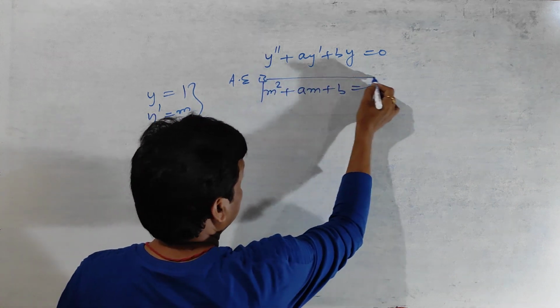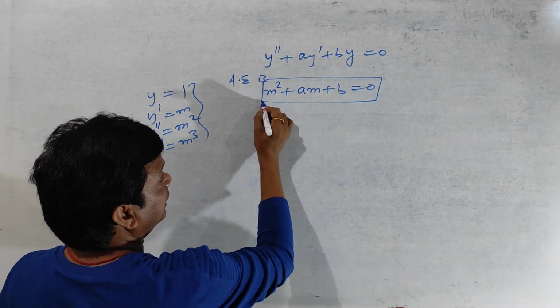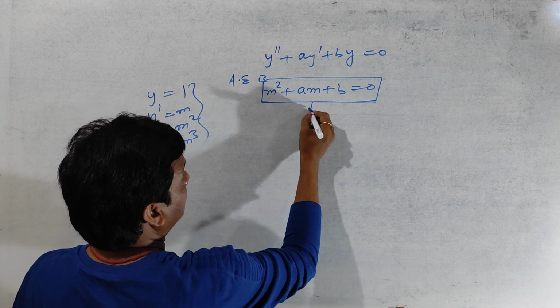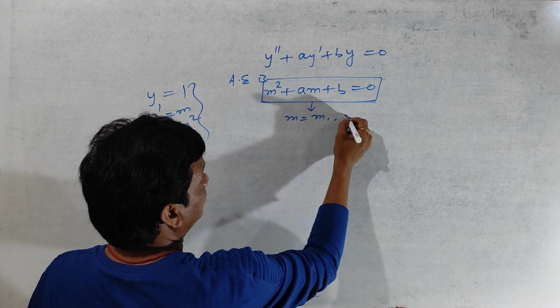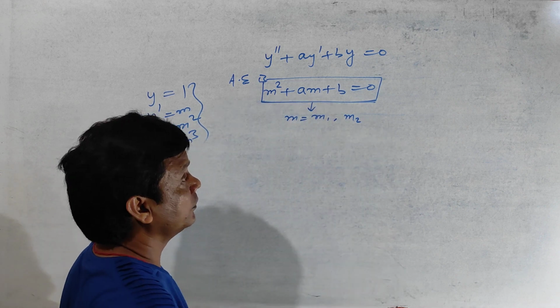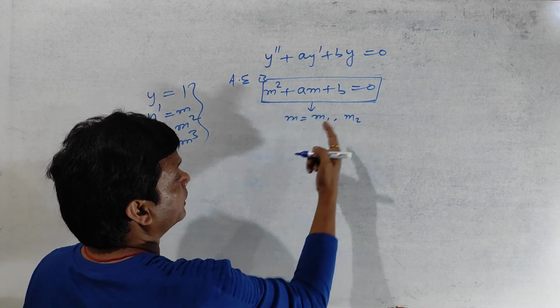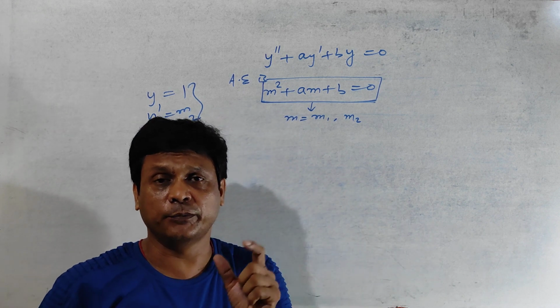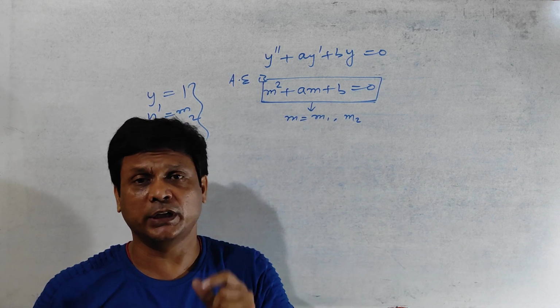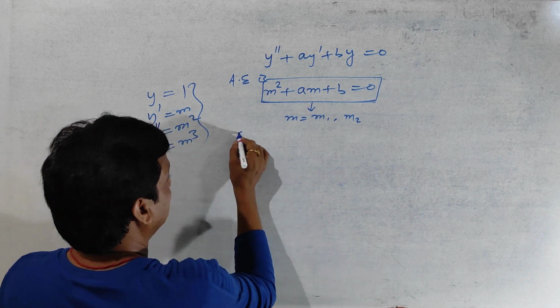Here, this is a quadratic equation in m. After solving this equation, you will get two values for m, that is m1 and m2. Clear? And there will be three cases: m1 and m2 are real and distinct, m1 and m2 are real and coincident, and m1 and m2 are complex conjugates. See here, case 1.